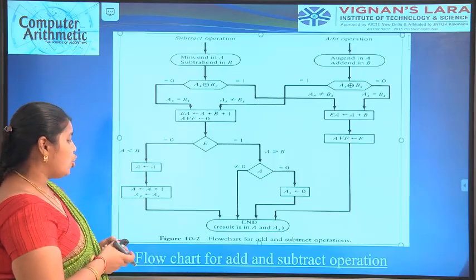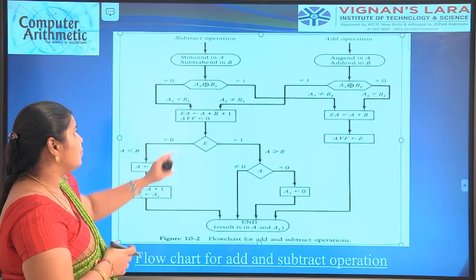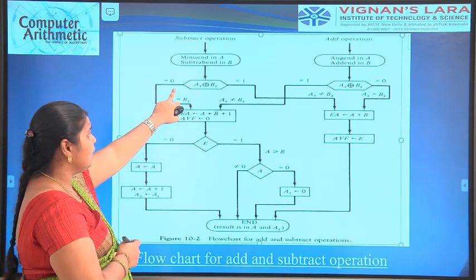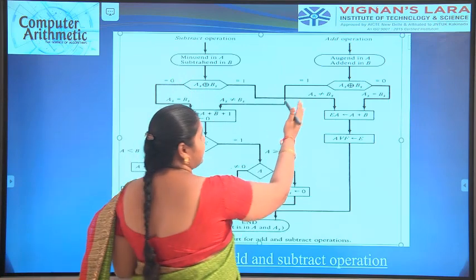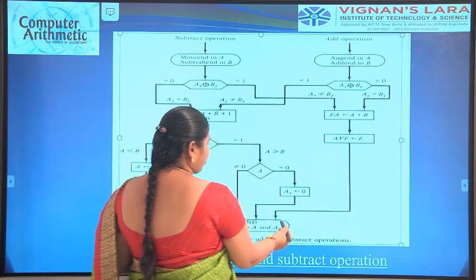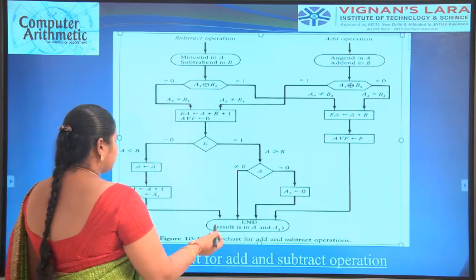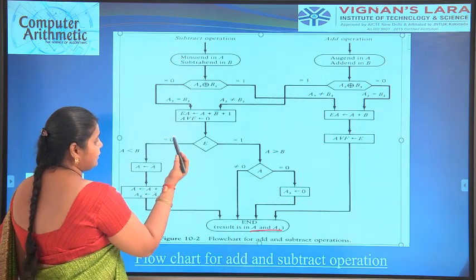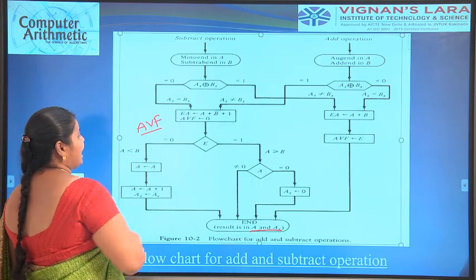This is the algorithm and flow chart for the addition and subtraction operation. Whether it is the addition or subtraction operation, the condition is checked as 0 or non-zero, and also 0 or 1. The final result will be stored in A and AS. If any overflow occurs, that is stored in the AVF. AVF means add overflow condition.